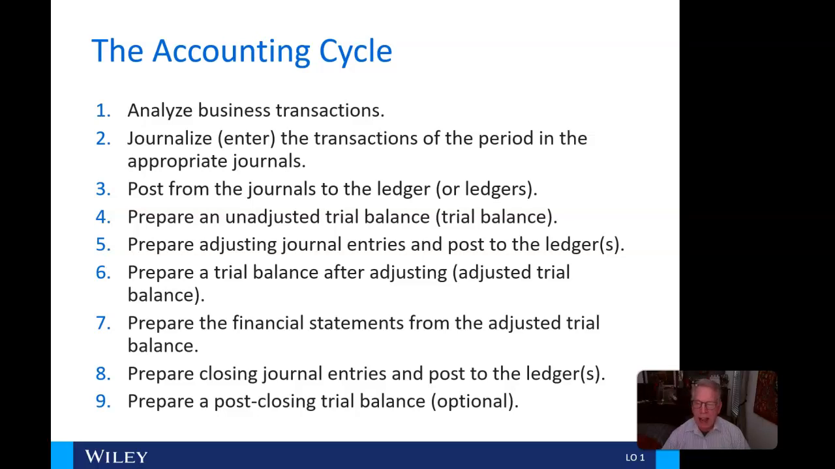In any event, the 8th step there is we do the closing entries and post them to the general ledger. And then the final step is we post a post-closing trial balance just to make sure that 1, all the debits equal the credits, and 2, we do not have any nominal or temporary account showing.